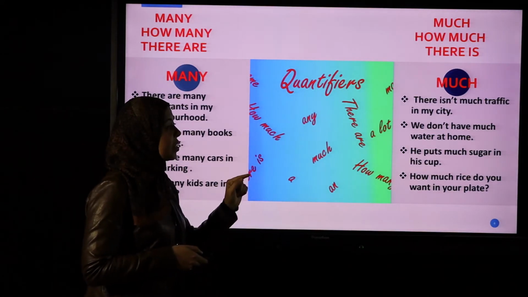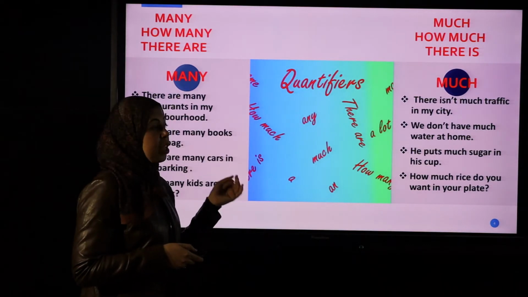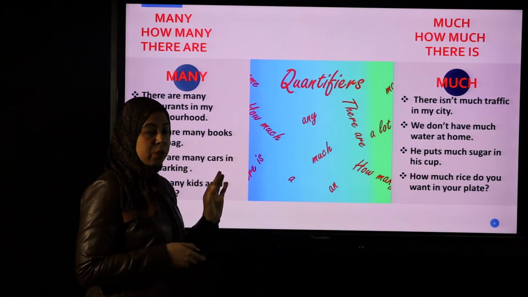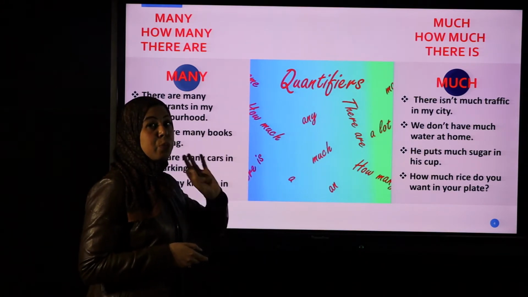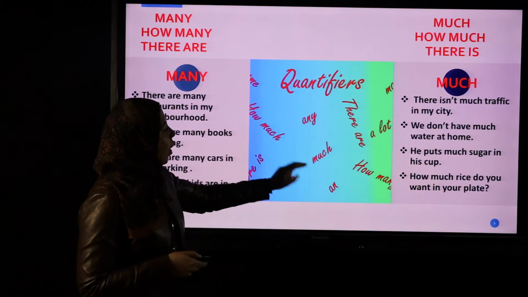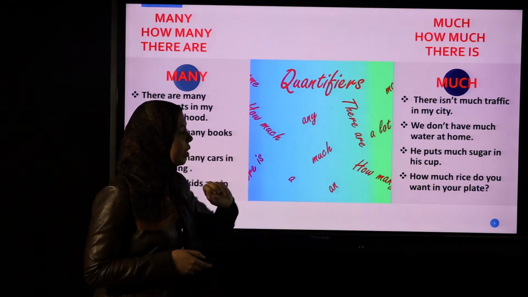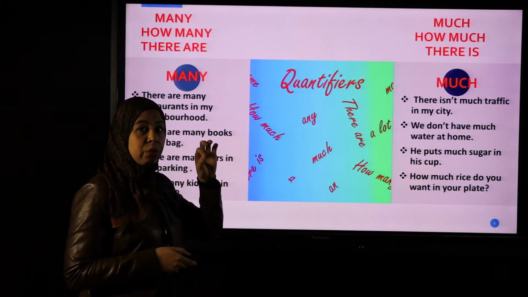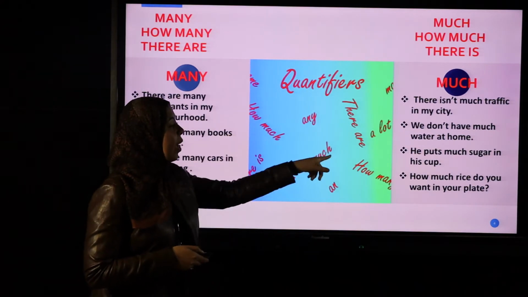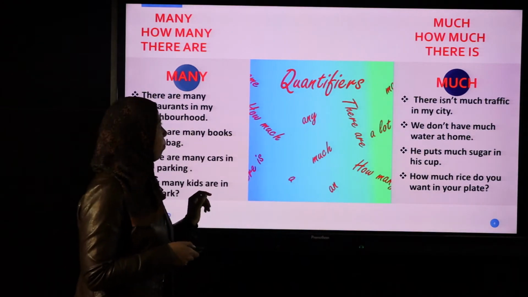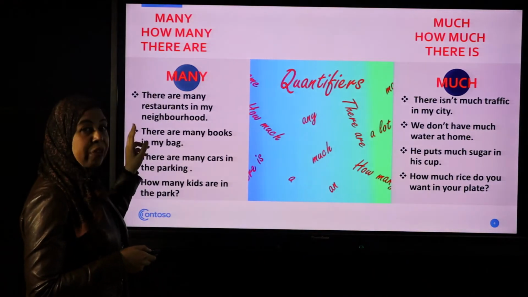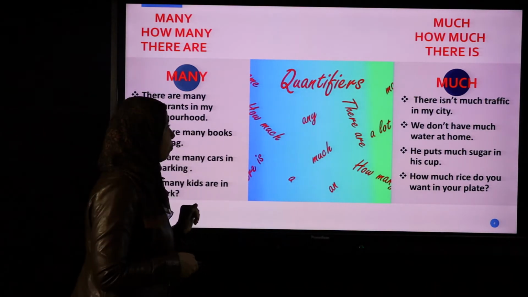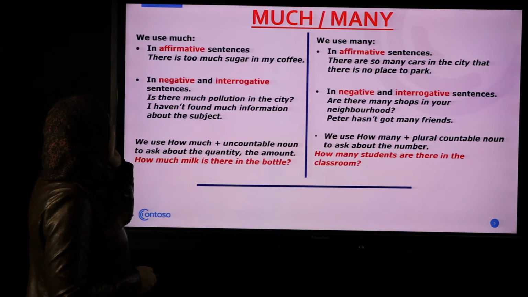But it's different if we say I have 3 spoons of sugar in my cup. It's different, 3 spoons, because here I count the spoons, not the sugar itself. How much rice do you want on your plate? When we asked here, we used how much to ask about the rice because I cannot count the seeds of rice. So we used how much, not how many. So we use many with the countable nouns, and much with the uncountable nouns.